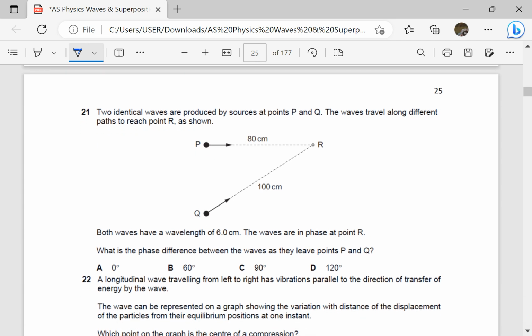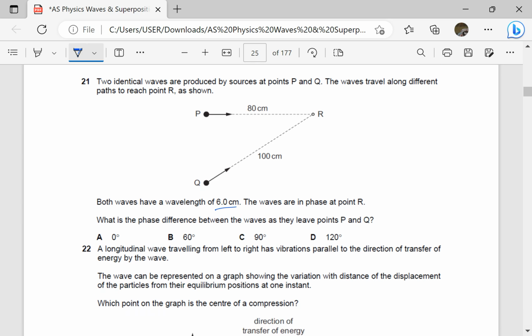Two identical waves are produced by sources at points P and Q. The waves travel along different paths to reach point R as shown in the figure. Both waves have a wavelength of 6 centimeters. The waves are in phase at point R. What is the phase difference between the waves as they leave points P and Q?